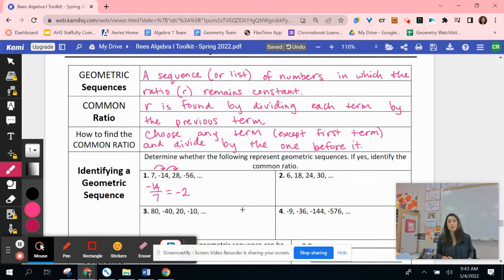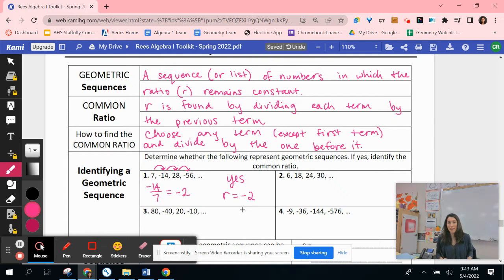Negative 14 times negative 2 is positive 28. Negative times negative is positive. 28 times negative 2 is negative 56. So yes, this one here would be geometric. We would say yes, and r is negative 2. That's the value that we're multiplying by.